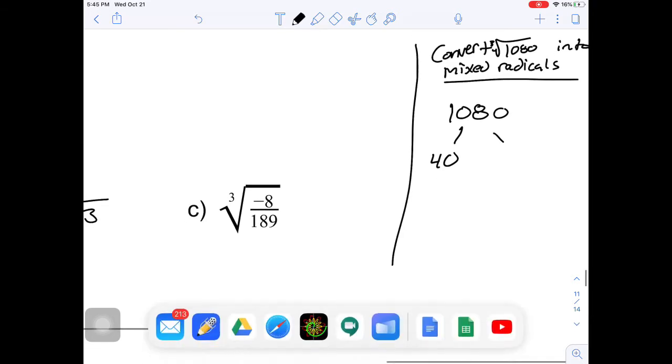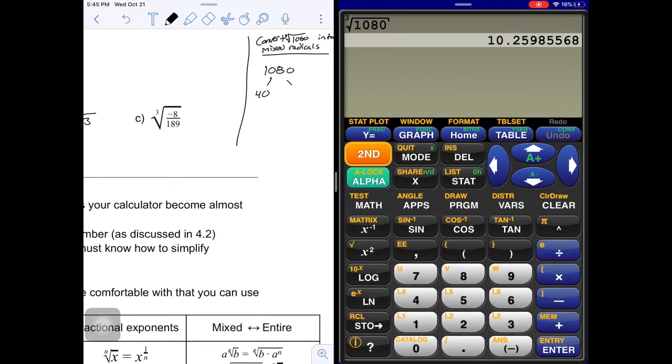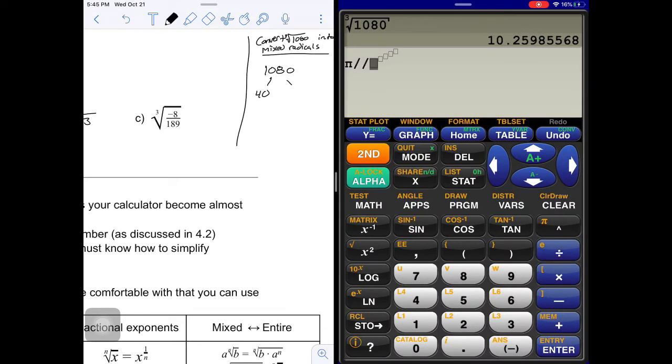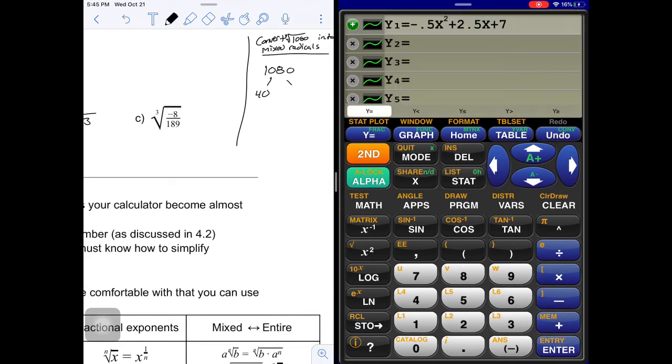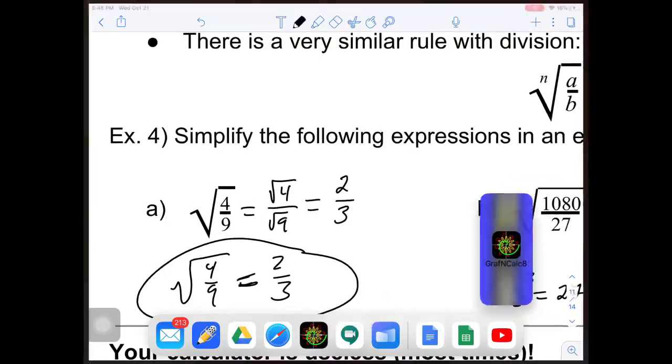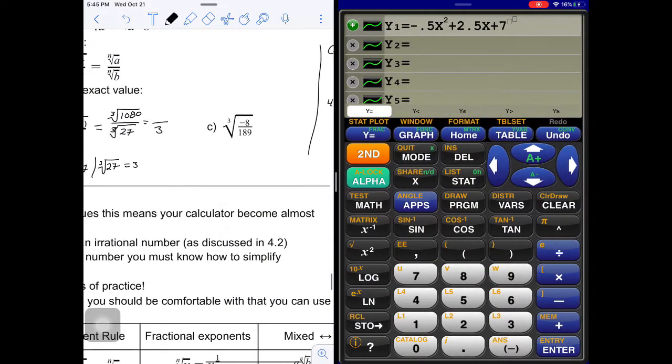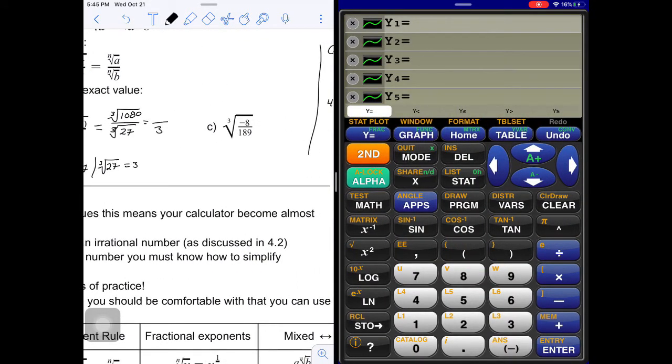Oops, let's clear that. For some reason it's not letting me press my clear button, so I'm going to open this back up. There we go. Okay, that was kind of glitchy.